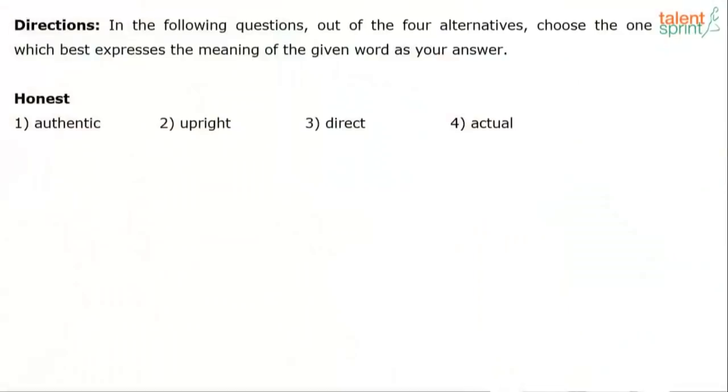Okay, so what is the meaning of authentic? Authentic is something which is original and not a copy. Okay, something that is original and not a copy. So it cannot be, honesty is not something original. An honest man is not an original man. An honest man, is he upright?